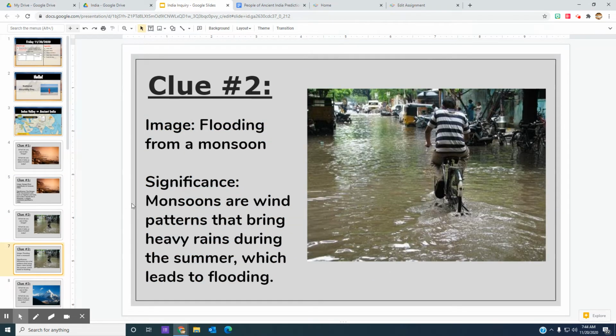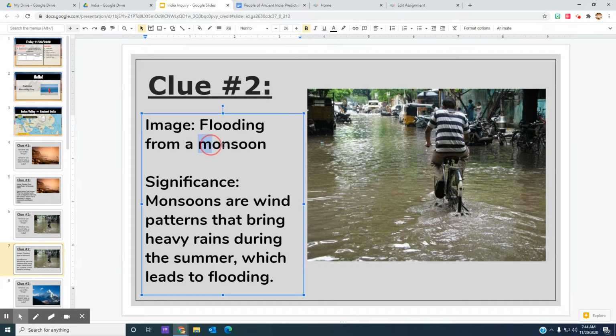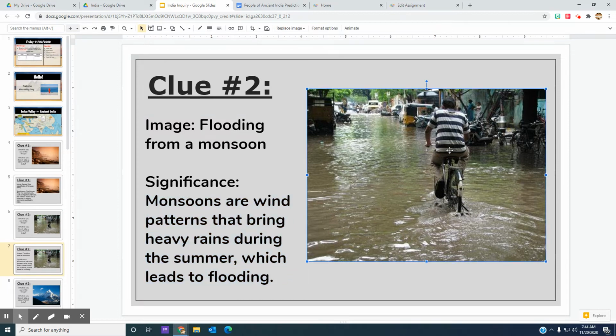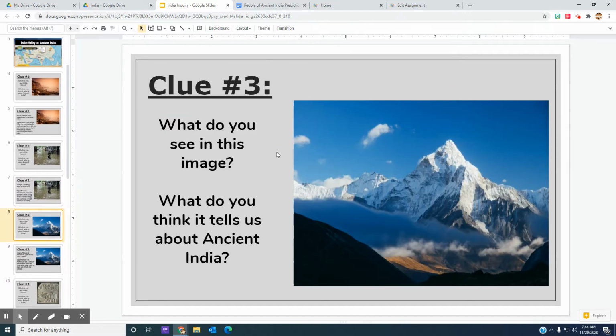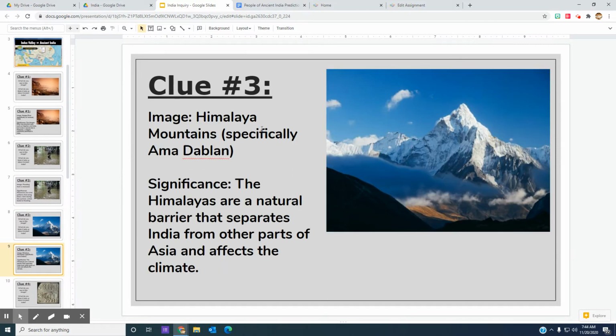Clue number 2 was depicting a flood, and the floods come from a storm called a monsoon. Monsoons are wind patterns that bring heavy rains during the summer, which leads to flooding. And this type of flooding is going to be a major problem for the ancient people, just like it is a problem today. This is a picture of the Himalayan mountains.